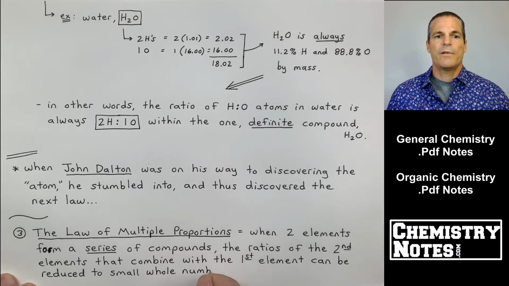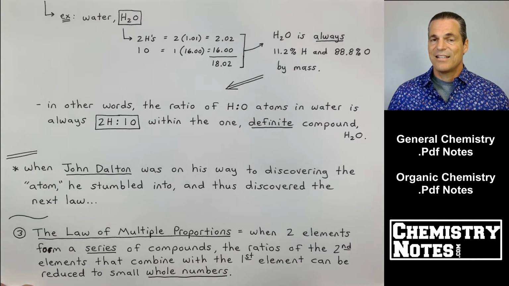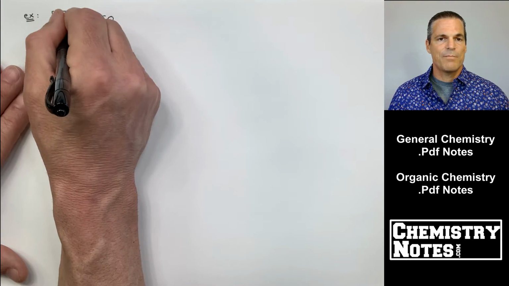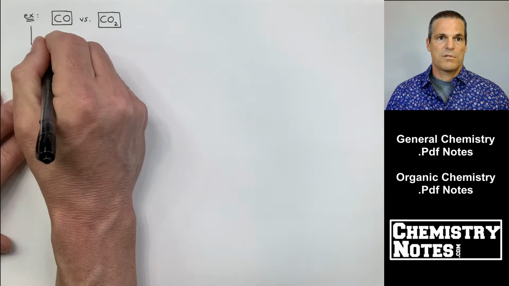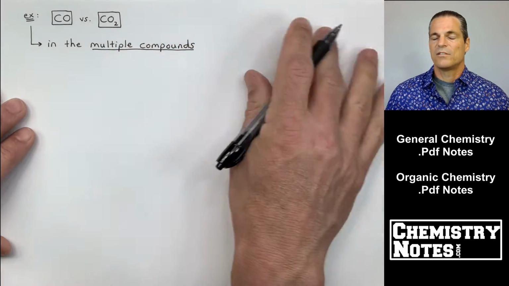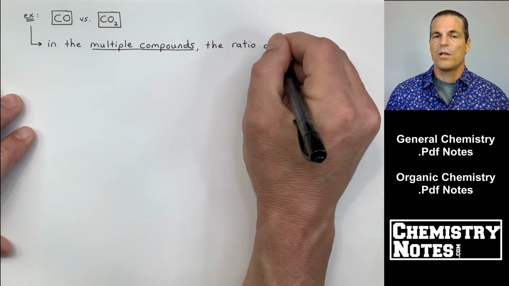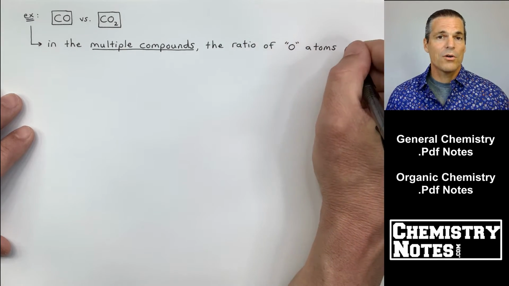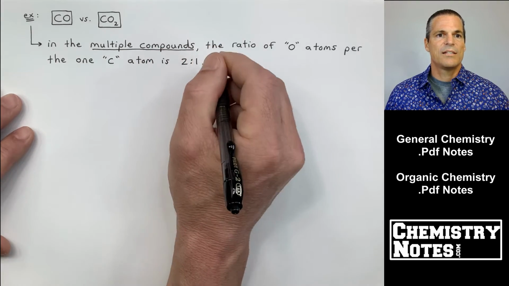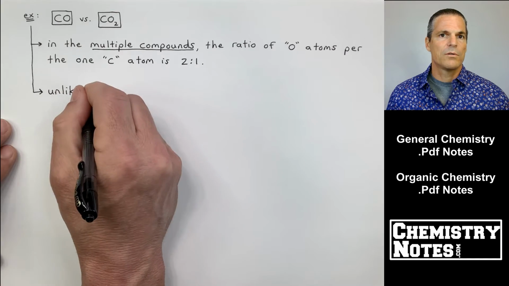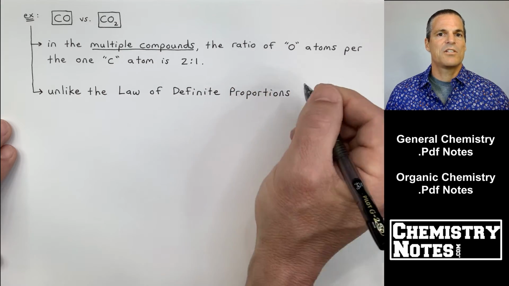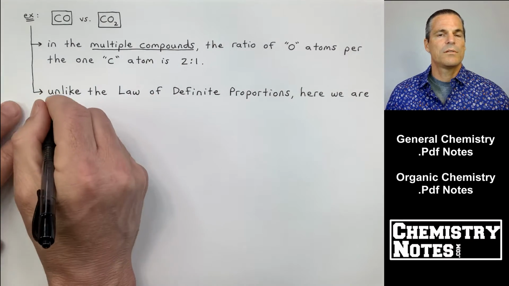Let me read that from the top. When two elements form a series of compounds, the ratios of the second elements that combine with the first element can be reduced to small whole number ratios. Here is an example using how many compounds? 2, but let's refer to them as multiple compounds. Look at the oxygens. We're taking a look at the second element. The ratio of oxygens is 2 to 1. So it's 2 oxygens on the right for every 1 oxygen on the left per that 1 carbon. Okay? So I can have CO or CO2, but you would never be able to see CO and CO 1.5. Has to be a whole number integer. Okay? Whole number ratio. So first bullet point, in the multiple compounds, the ratio of oxygen atoms per the 1 carbon is 2 O's to 1 O.